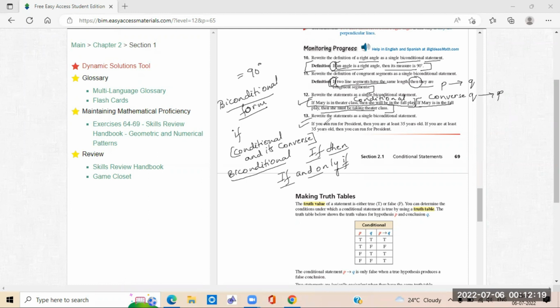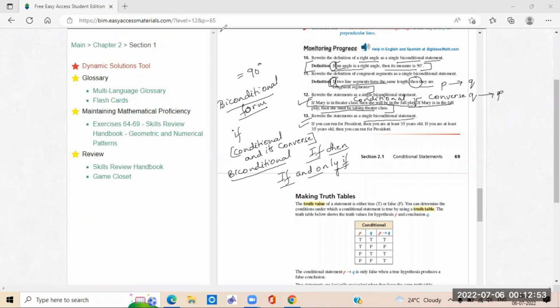Can you read the next one, the 13th one? Rewrite the statement as a single biconditional statement. Okay, just try the 13th one. You could run for president if and only if you are at least 35 years old. Yeah, you can run for president if and only if you are at least 35 years old. That will be the single biconditional statement for this 13th question. Okay, so that is writing a statement as a biconditional statement.